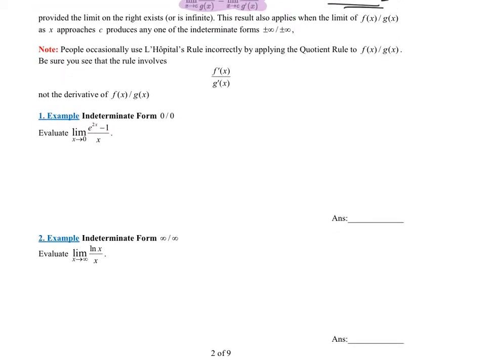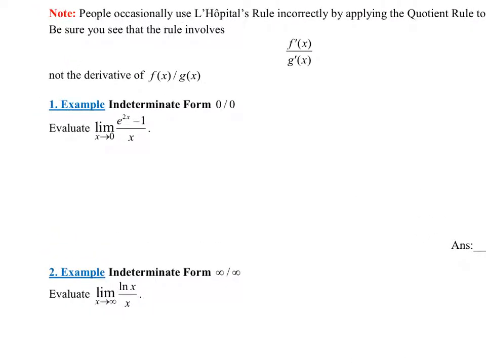So let's go back to that previous example. We know the answer here from the previous page has to be 2, but how could we get 2? Well, notice if we plug this in, we get e to the 2 times 0 minus 1 all over 0, and e to the 2 times 0 is e to the 0, which is 1. 1 minus 1 is 0. So we get 0 over 0, which is our indeterminate form. That is what we need to show, okay?